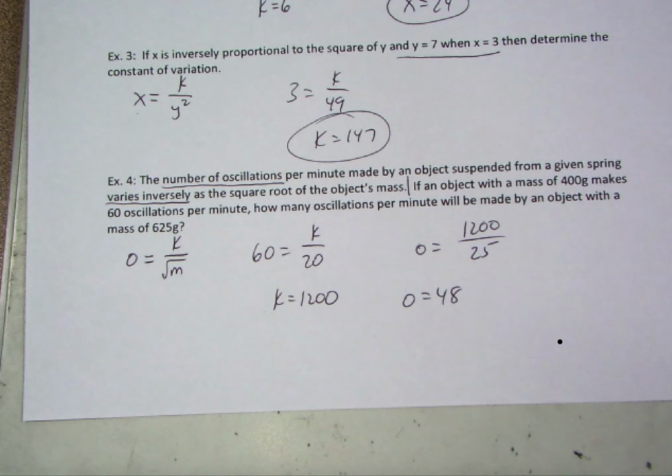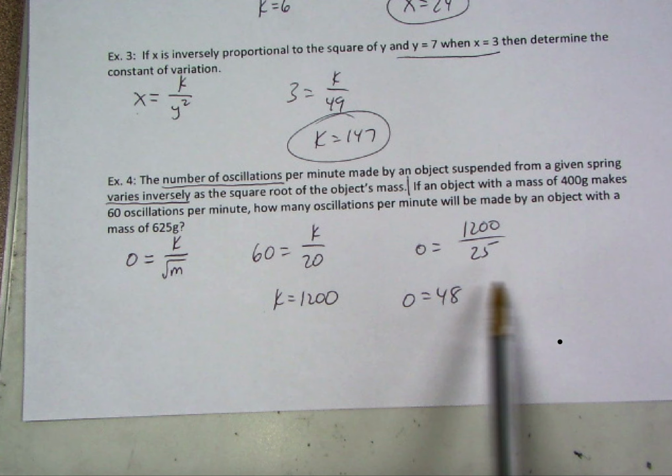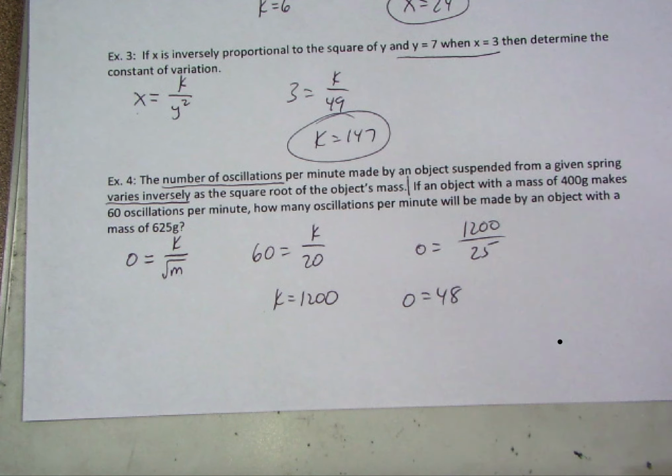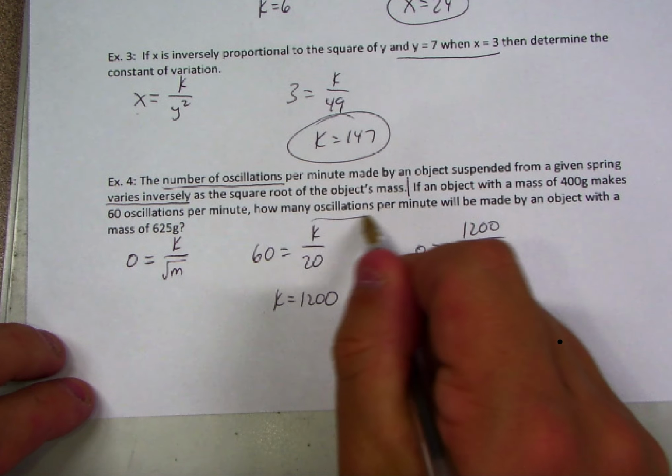The only thing I'm going to ask from you on the word problems is that you label whatever your answer is in the end. So if you just said 48, I'd probably take off a half a point or so. I want to know what this means. This will just help me see if you actually understand what you found. So 48 oscillations per minute.